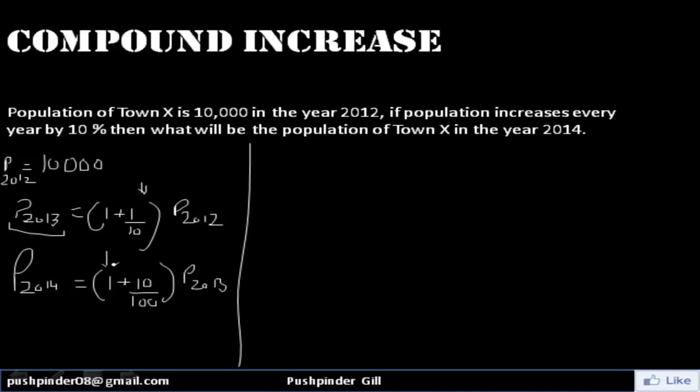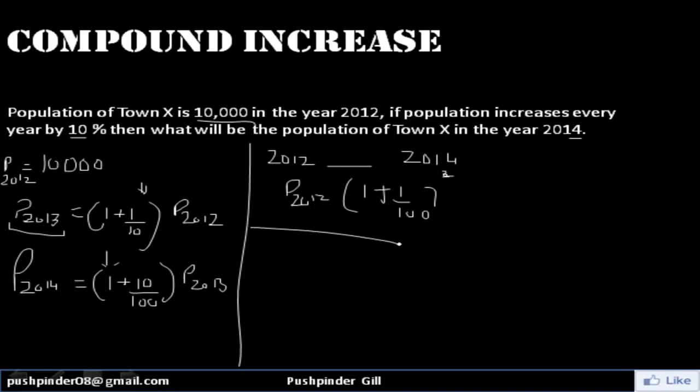So instead of calculating every time that it increases by 10%, it should get multiplied by this number since the percentage is the same. If the gap is of 2 years, from 2012 to 2014, my population in 2012 is going to get multiplied by this number 2 times. That means the square of this number, right? So I can easily calculate the population in 2014.